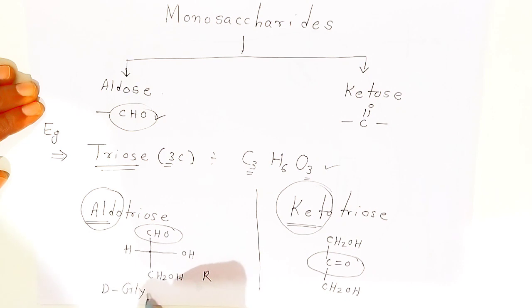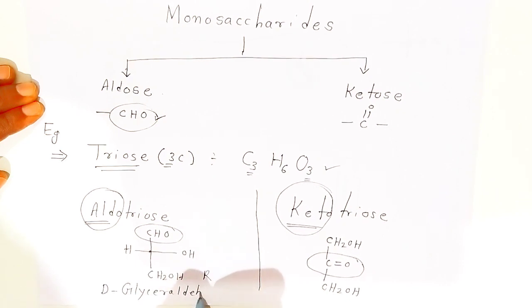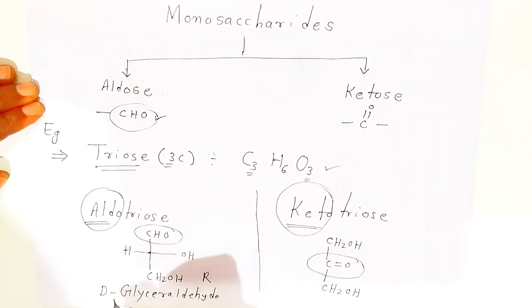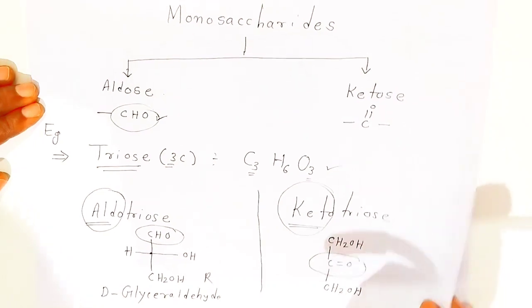D-glyceraldehyde. Okay students, so this is D-glyceraldehyde. This is the common name of this molecule students. So aldo triose, the example is D-glyceraldehyde. Now students, one more example students.